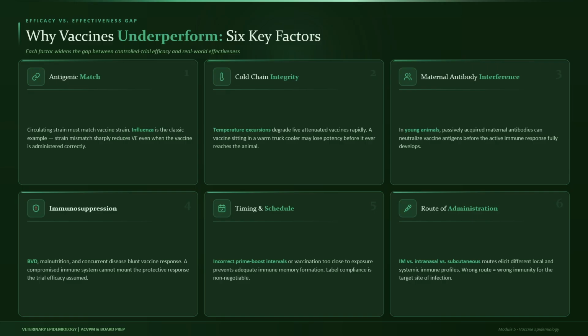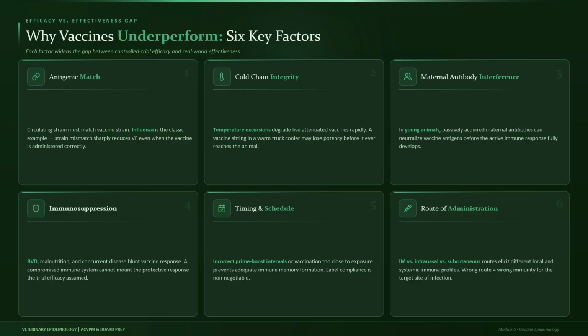Here's a key concept. Every one of these six pushes the gap between controlled trial efficacy and field effectiveness wider. When you see a vaccine underperforming in practice, run this list before you ever conclude the product itself is ineffective. These individual level factors set up the population level question. Once enough animals are protected, something powerful happens across the whole herd.